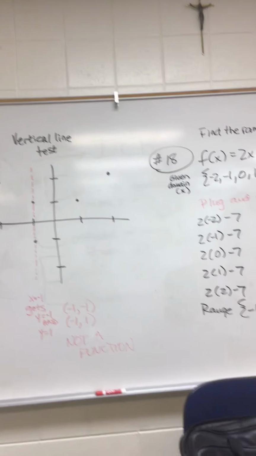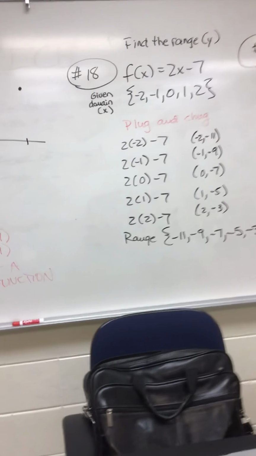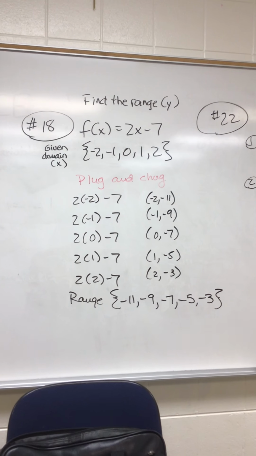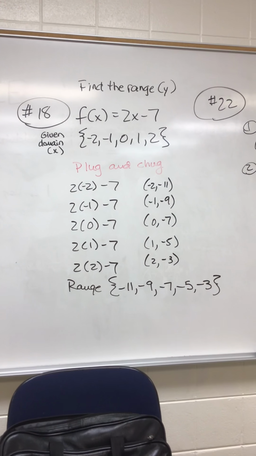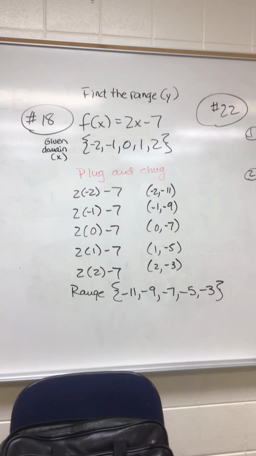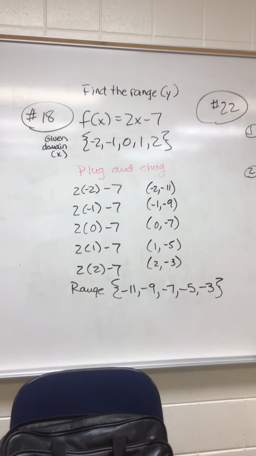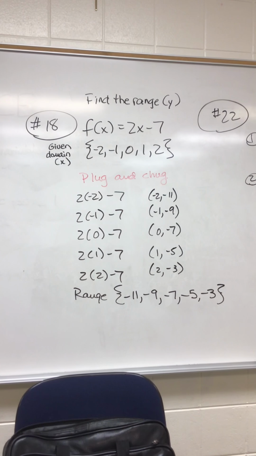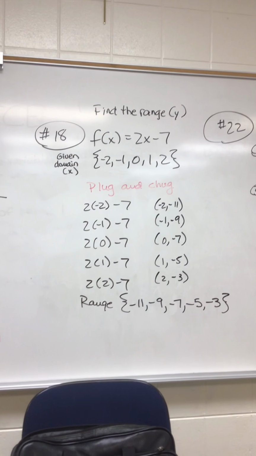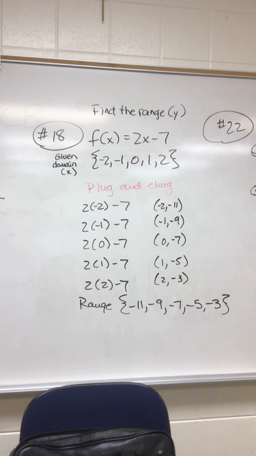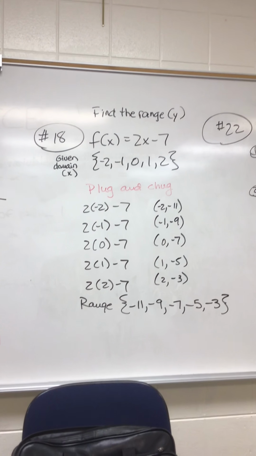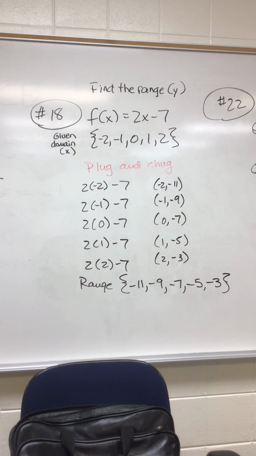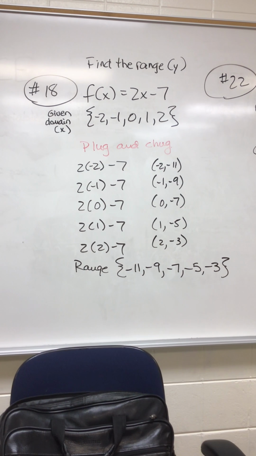Number 18 asks you to find the range for a given domain. There's our function rule, f of x equals 2x minus 7. It gives you a domain, which is just giving you the x values: -2, -1, 0, 1, 2. That should look very familiar to you because those are the values we use when we make charts. So what we're going to do here is just plug and chug. We plug in -2 for x, -1 for x, and so on, and calculate our y. We get -11, -9, -7, -5, and -3.